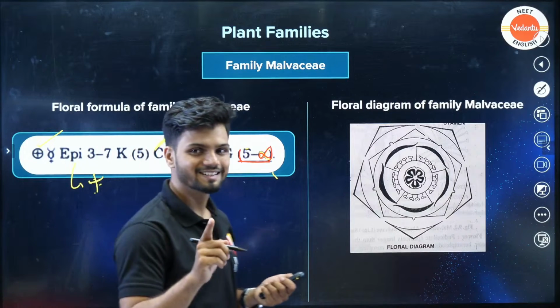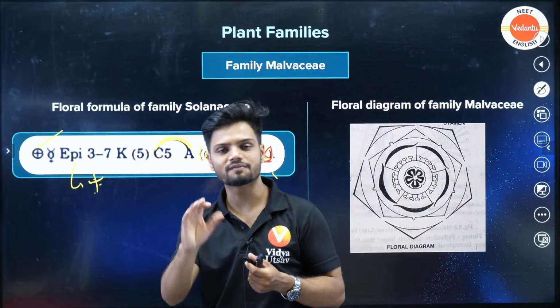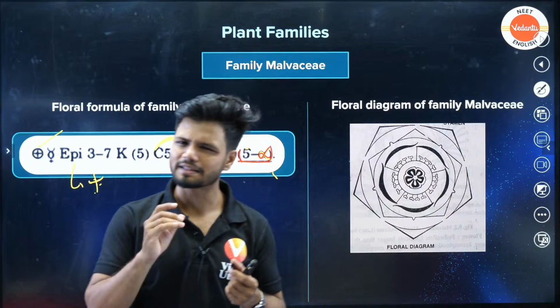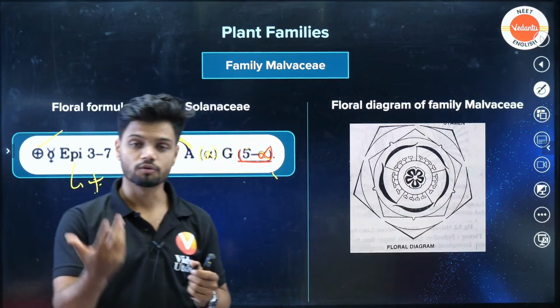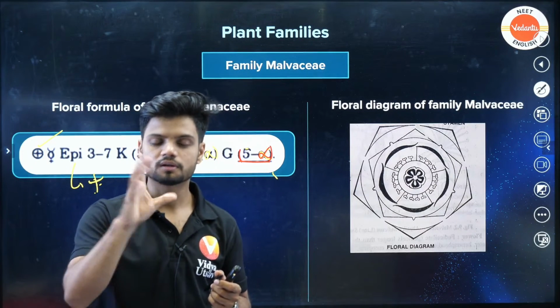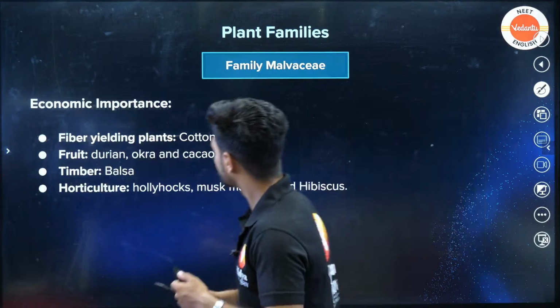Done? Done. Students, are you able to remember this? It's very easy. Plant families are very easy. Just remember these 9-10 points and you're set, with extra points here and there. I might not have added your phyllotaxy and everything. Remember the extra phyllotaxy as well as your aestivation. Done. Nothing to worry about in the plant families.